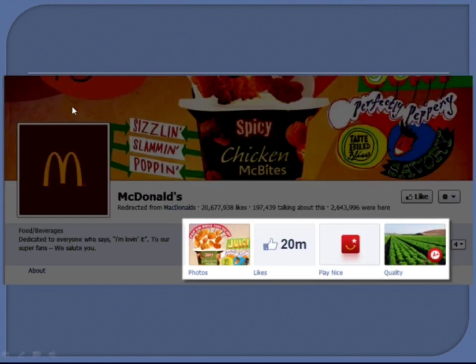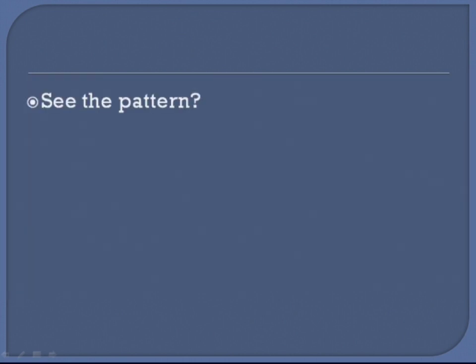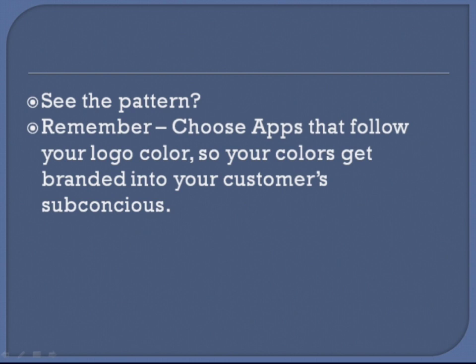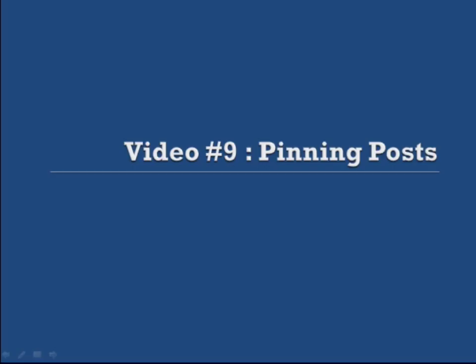McDonald's. Look at the color scheme. You can't change the likes, but you can change the other images, as you can see here. So you see the pattern. Now you can see that that's exactly what you need to do. So remember, choose apps that follow your logo color so your colors get branded into the customer's subconscious.